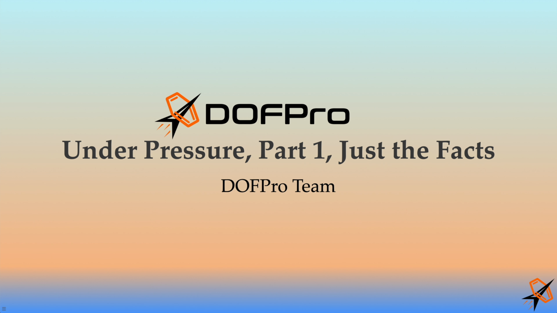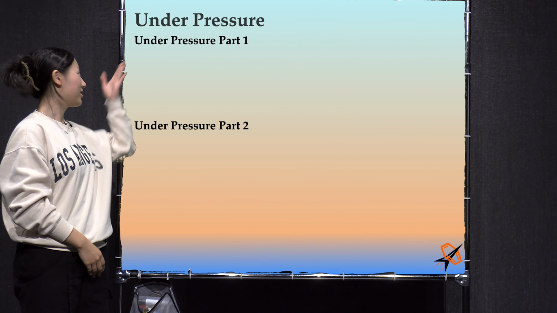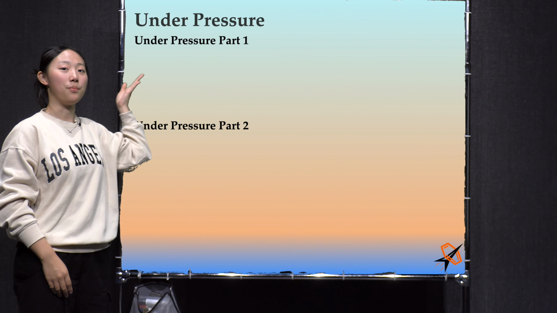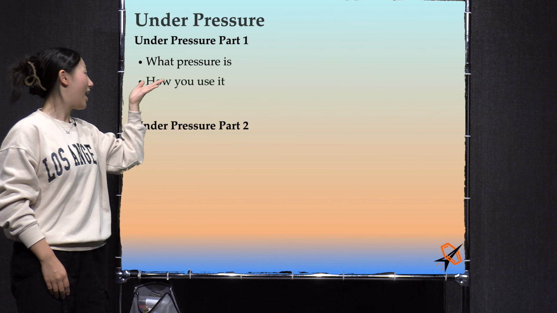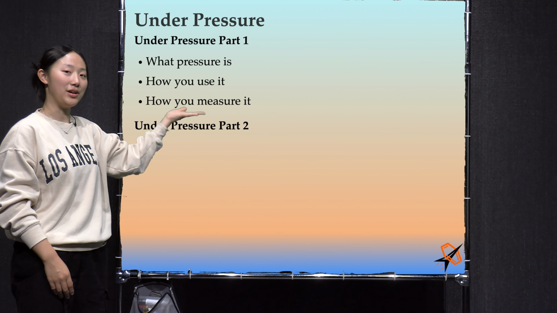Under Pressure, Part 1, Just the Facts, is an episode of the Degrees of Freedom Project videos on chemical and thermal principles. Definitions and additional details can be found in the webpage link in the description. Under Pressure, Part 1 discusses what pressure, or force per unit area, is, how you use it, and some of the methods for measuring it.